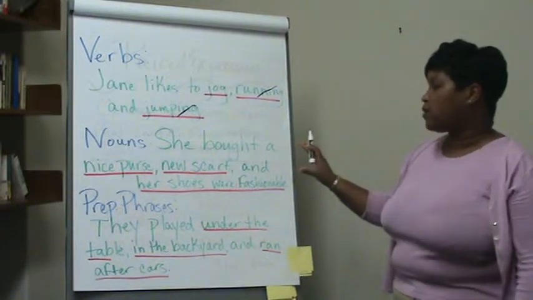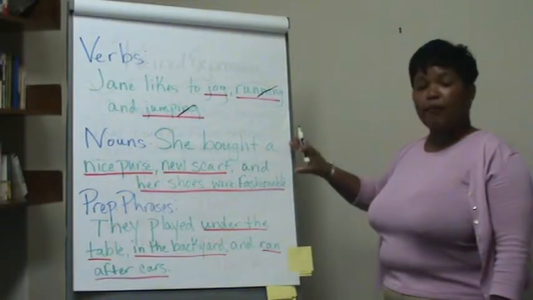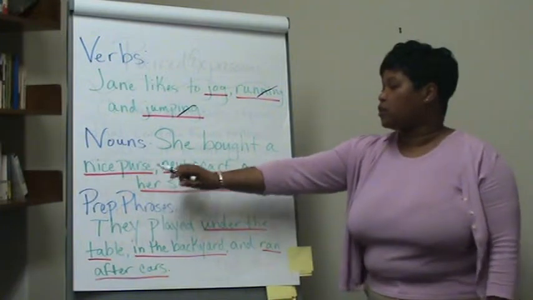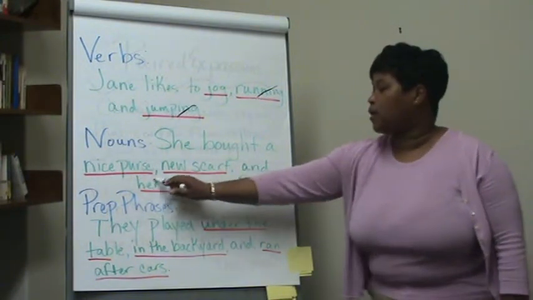The next one with nouns: she bought a nice purse, new scarf, and her shoes were fashionable. That one has a mixed construction as well. So we have she bought a nice purse, new scarf, and comfortable shoes would make that a parallel structure.